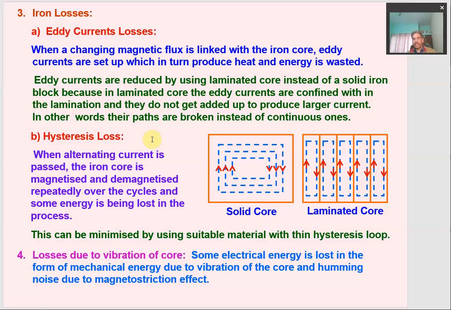In this process of magnetization and demagnetization, because the current is changing, for half a cycle it flows in one direction and for the other half cycle it flows in the reverse direction. That means the iron core goes through the process of magnetization and demagnetization. This is called hysteresis, and in this process some energy is lost in heating the iron core. This can be minimized by using suitable materials with a thin hysteresis loop, for which the hysteresis is minimum.